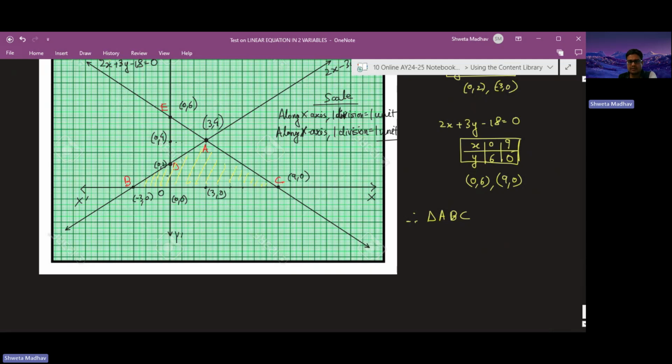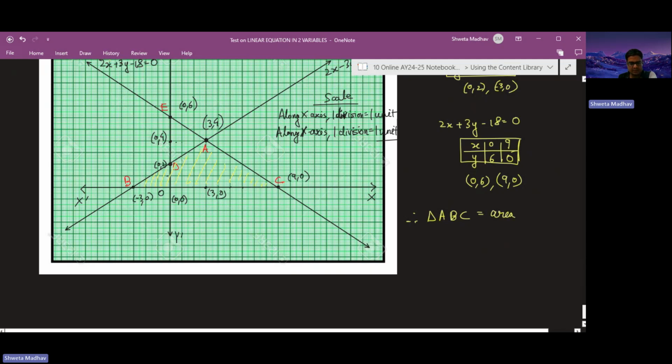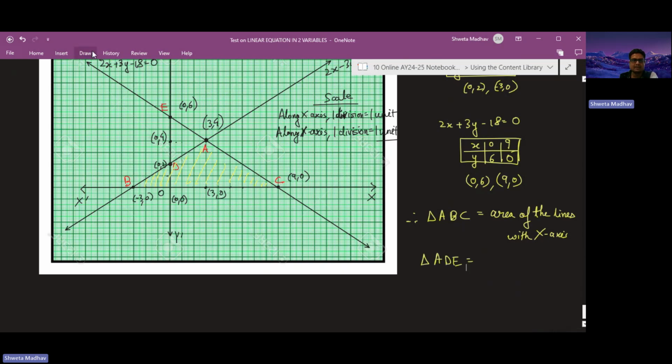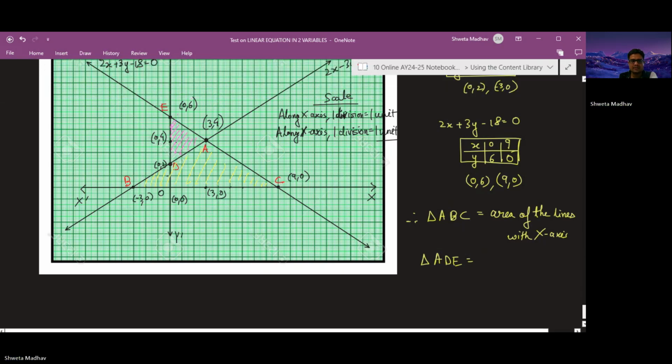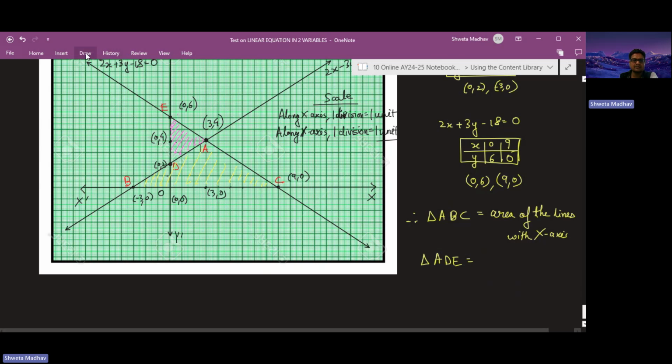So triangle ABC is the area of the triangle formed by the lines with the x-axis. And similarly, triangle ADE means this triangle, this one. This is the area with the y-axis.